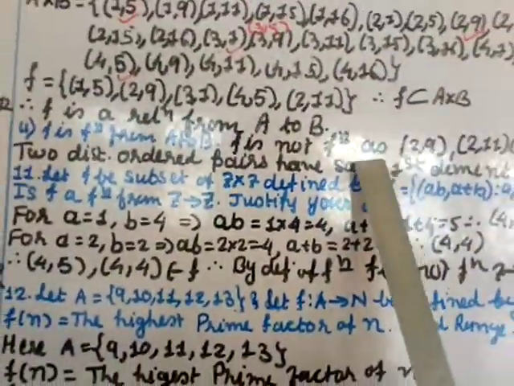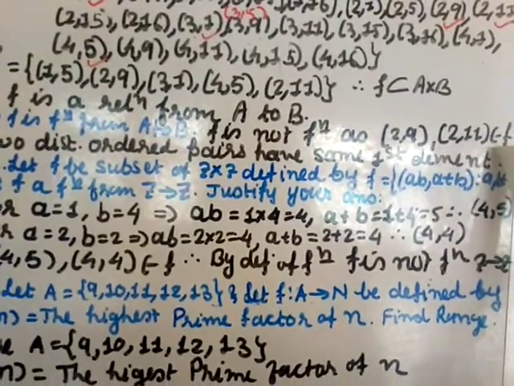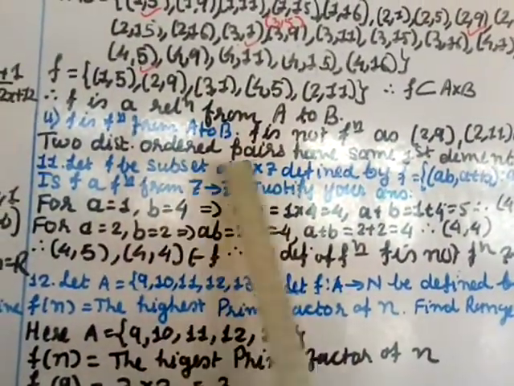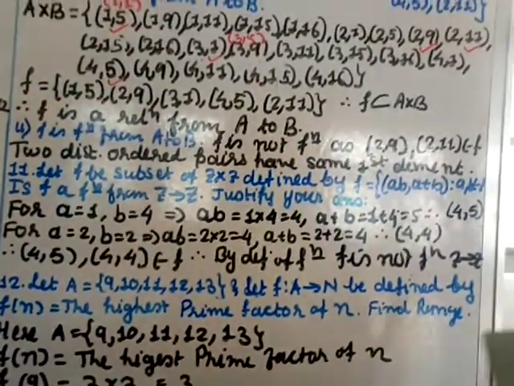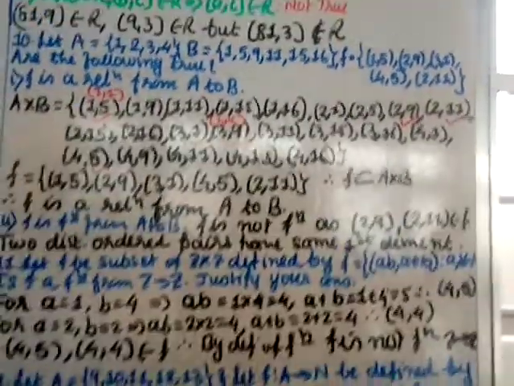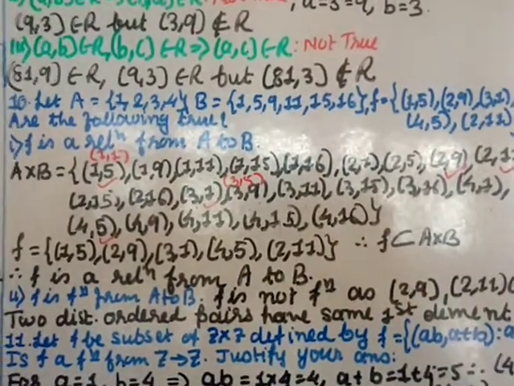Here I have written that (2, 9), (2, 11) belong to F. Two distinct ordered pairs have the same first element, that is 2, so it is not a function. It is a relation but not a function. So that is the solution for question number 10, part 1 and 2.